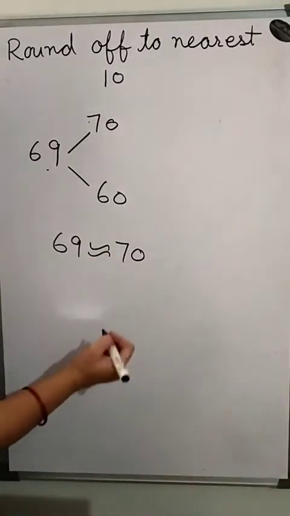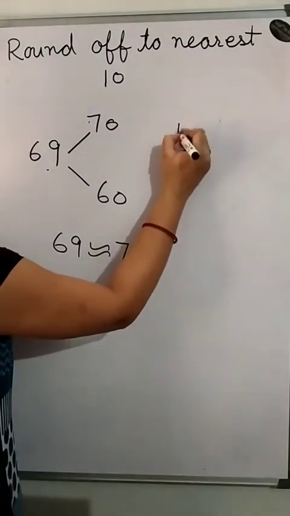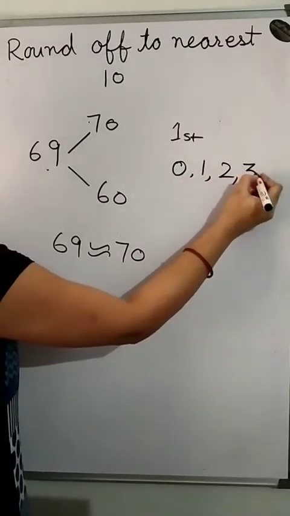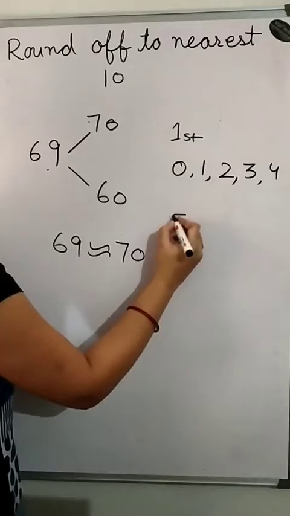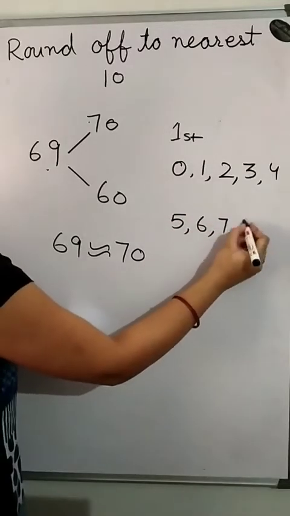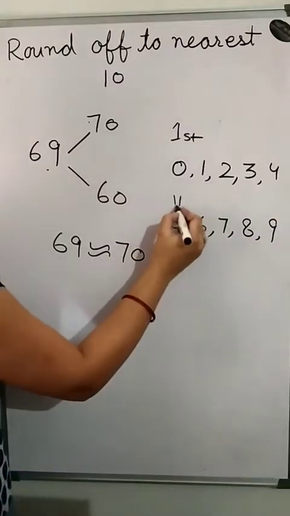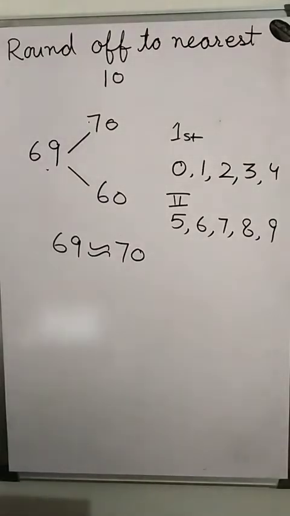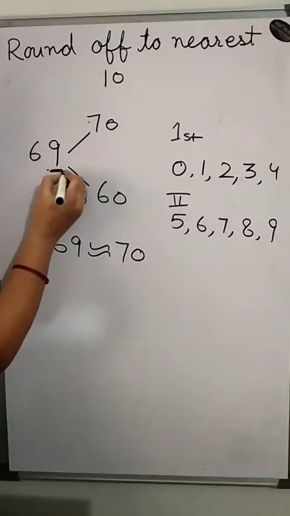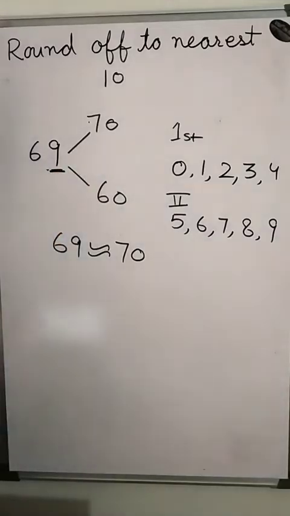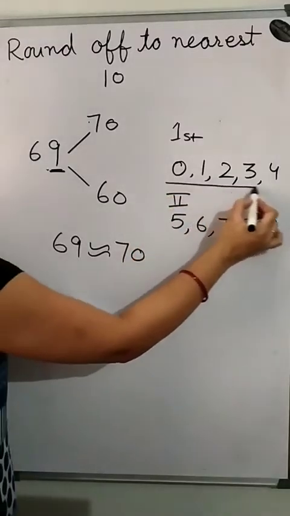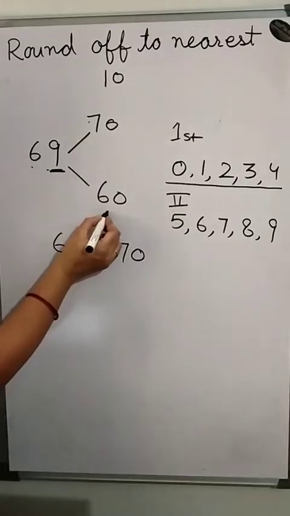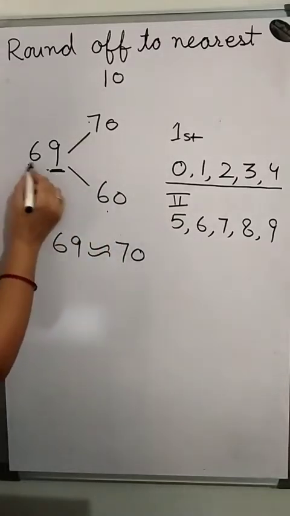It means we divide the digits into 2 parts. The first part is 0, 1, 2, 3 and 4. And the next one is 5, 6, 7, 8, 9. This one is the second part. So whenever you want to convert a number to the nearest tens, you check its unit digit. If the digit is from the first group, then there is no need to change anything. You round down the number.